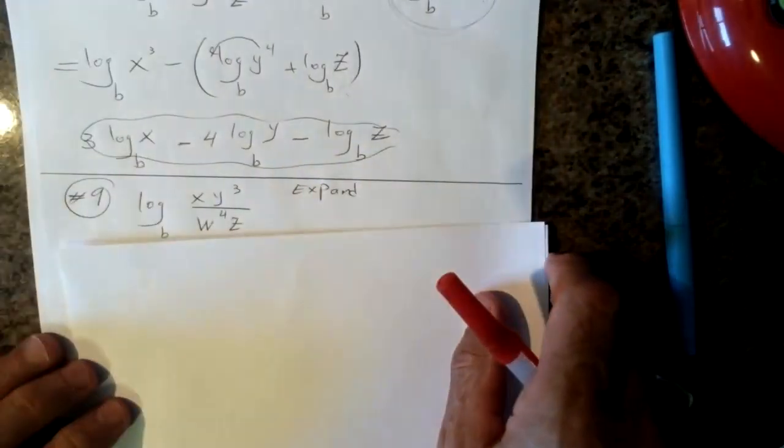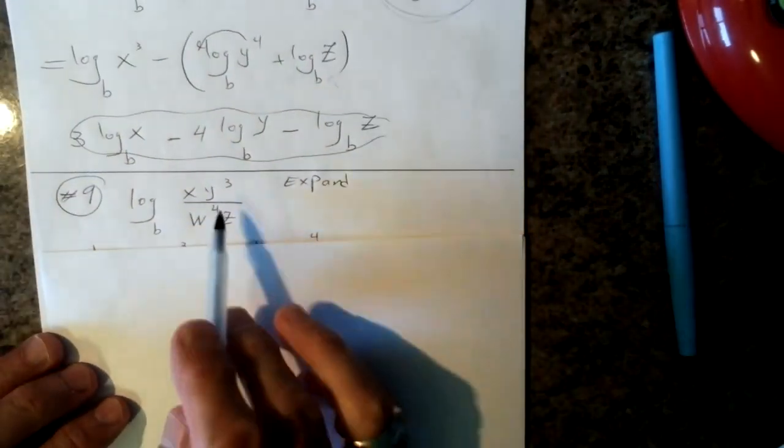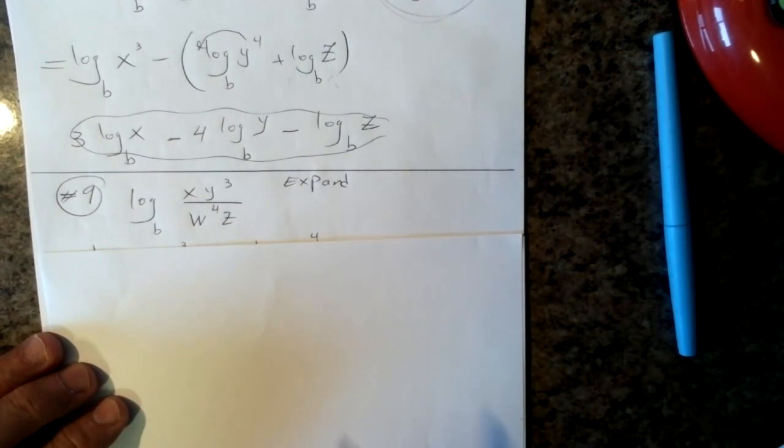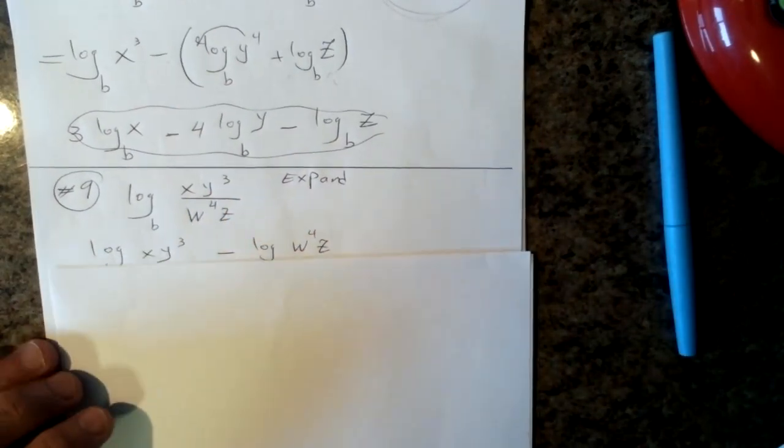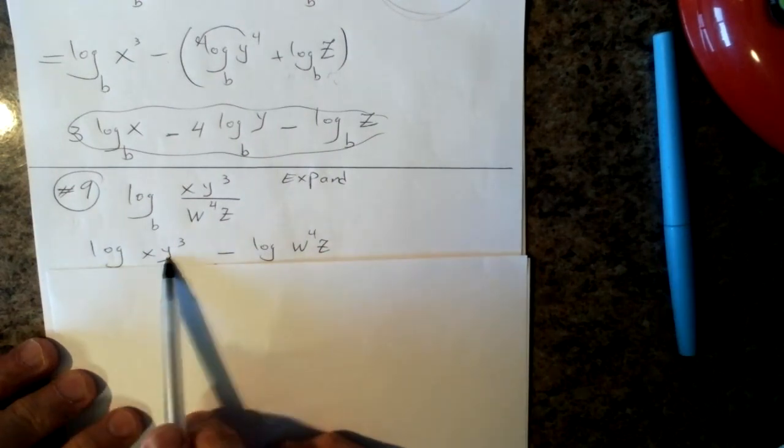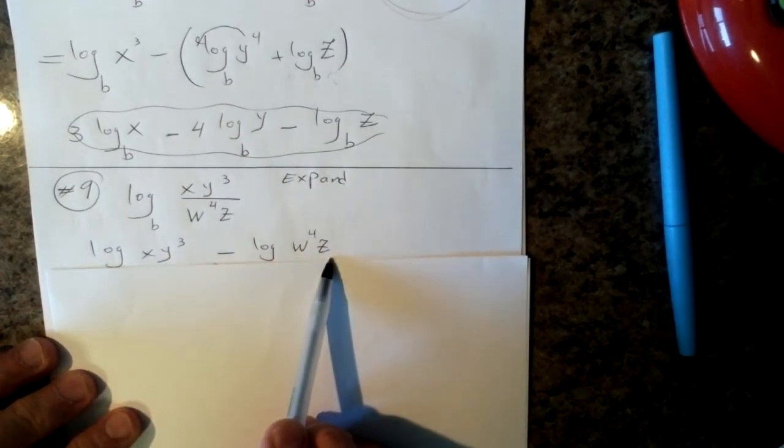So here is the fractions. Log of fractions is log of subtraction, which is log of numerator minus log of denominator. So you do that first. Log of numerator minus log of denominator.